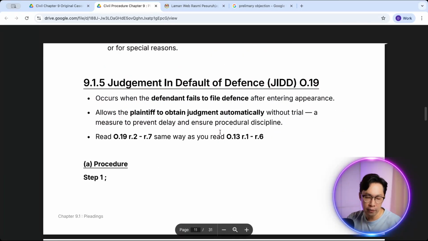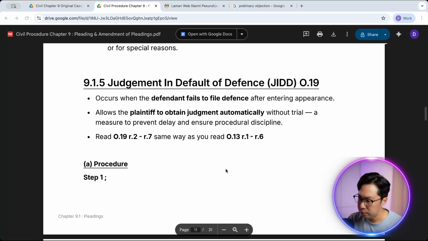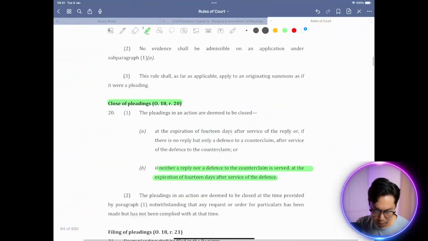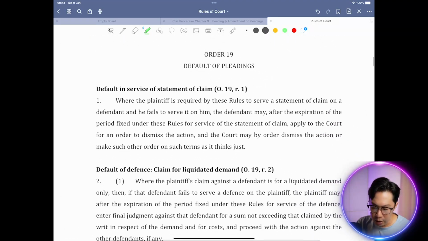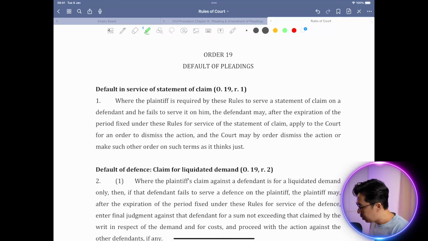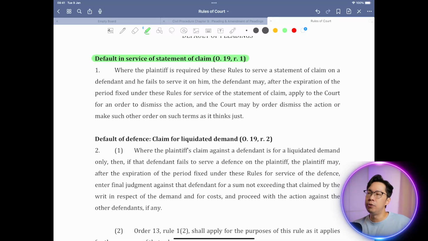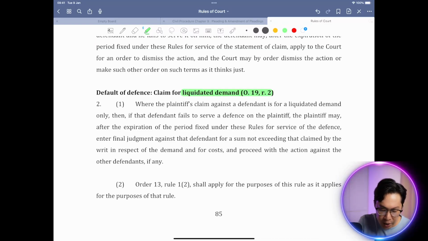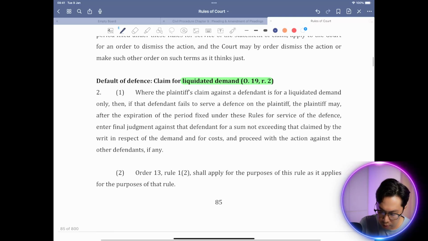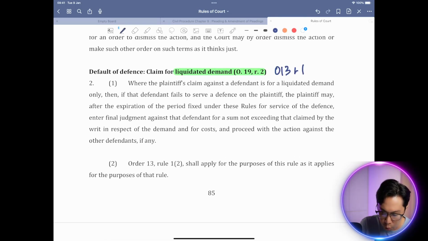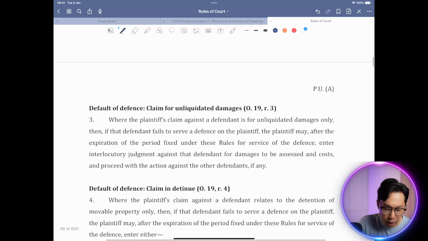Now, let's look at judgment in default of defense. So let's look at your Order 19. If you see your Order 19 here, which I share for you on the screen, and you open up your Order 13, default of appearance, it reads correctly, it's the same thing. Now, you see here, default in service of statement of claim. This one is not really particularly relevant here. So if you know the other party already served you a writ, but still doesn't serve you a statement of claim, now out of the particular time, you can apply to dismiss the action. Sorry. Then you see here, liquidated demand. That is similar to your Order 13, Rule 1. Similar. Everything is similar. Then you have unliquidated demands.